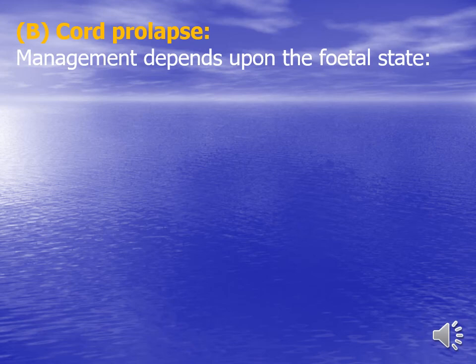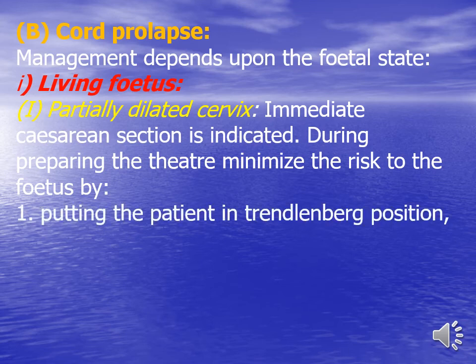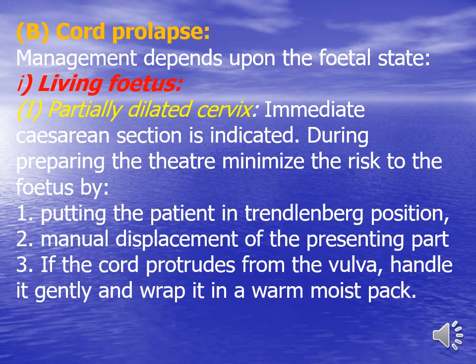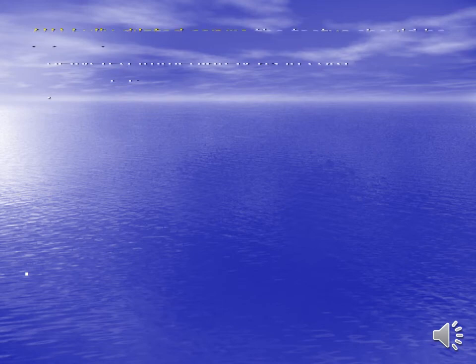Cord prolapse: management depends upon the fetal state. If the baby is living with a partially dilated cervix, immediate caesarean section is indicated. During preparation, we minimize the risk for the baby by putting the patient in Trendelenburg position and manual displacement of the presenting part. If the cord protrudes from the vulva, handle it gently and wrap it with a warm, moist pack, giving oxygen to the mother.